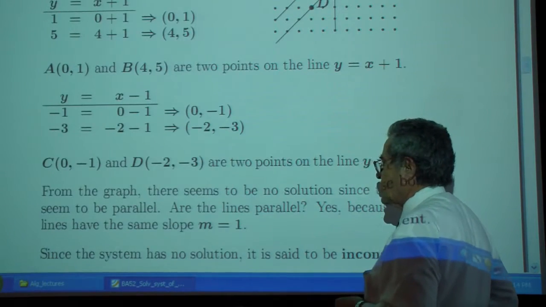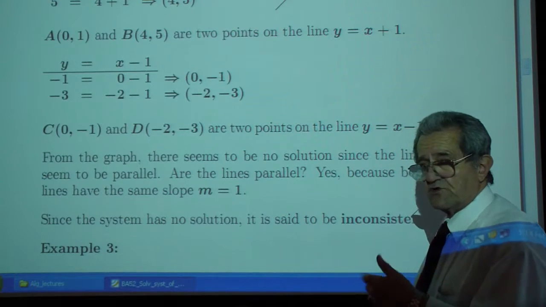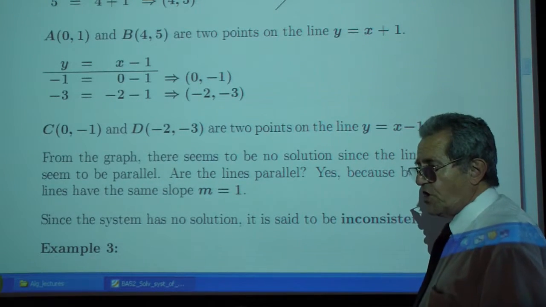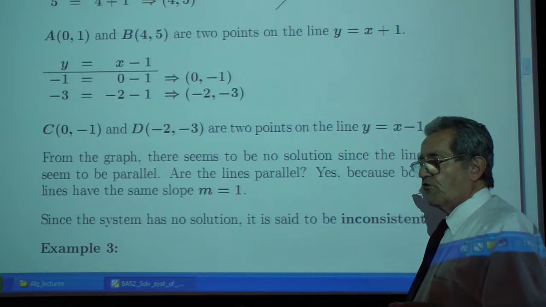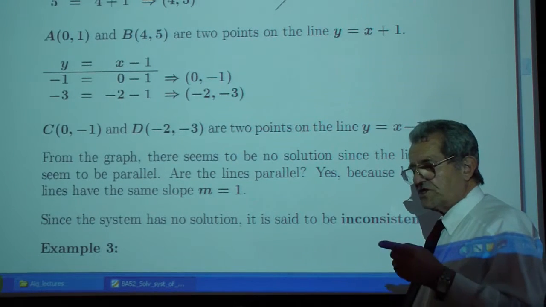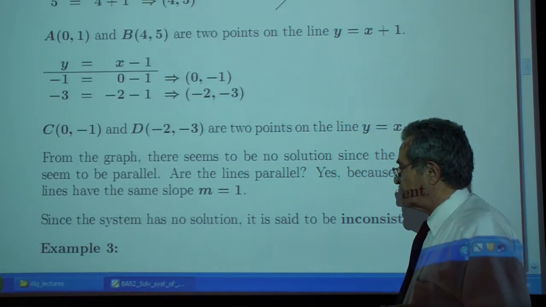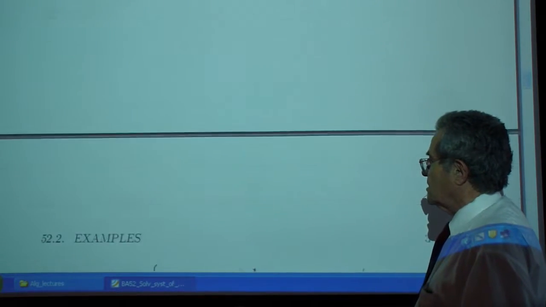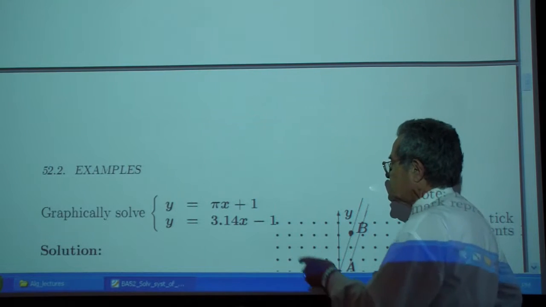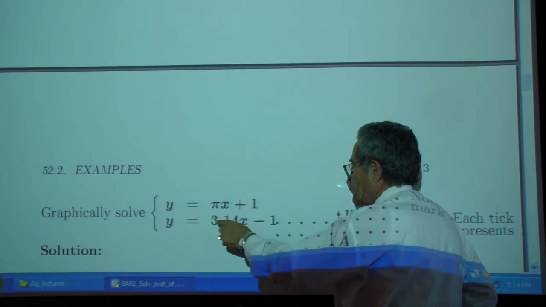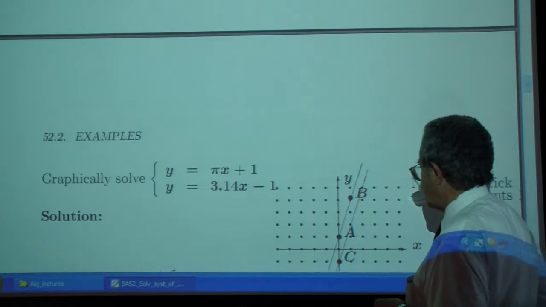So where do the lines intersect? They don't intersect. There's no solution. There is no point with coordinates x and y which will solve both equations at the same time. So no solution. What about y equals pi x plus 1, and y equals 3.14x plus 1?